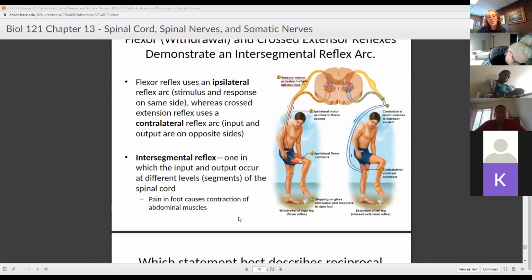The flexor reflex is an ipsilateral reflex, meaning it's happening on the same side of the body. The crossed extensor is going to be a contralateral reflex arc because it's occurring on opposite sides of the body. The extensors on one side of the body are being relaxed, while the extensors on the other side of the body are being contracted. That makes it a contralateral reflex.